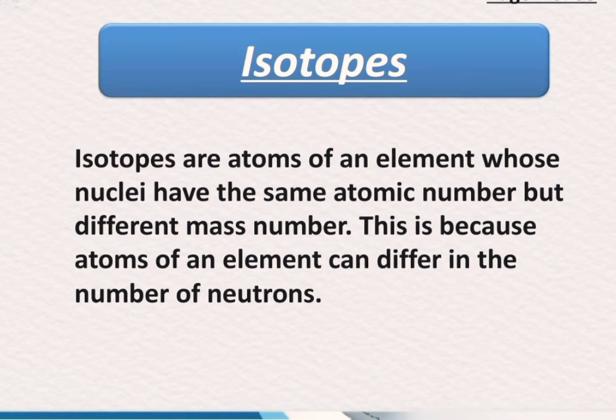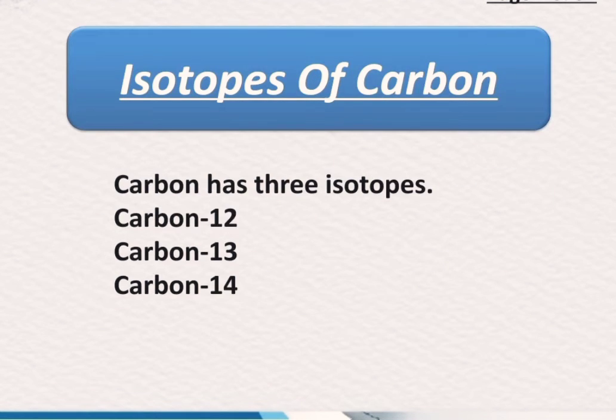Let's take an example. Isotopes of carbon. Carbon has 3 isotopes: carbon 12, carbon 13 and carbon 14.